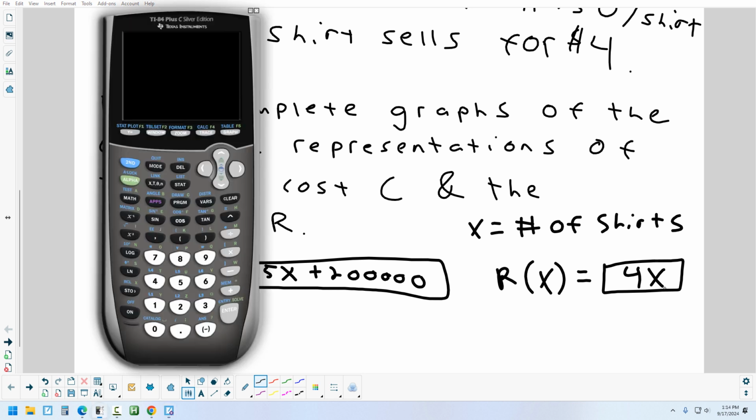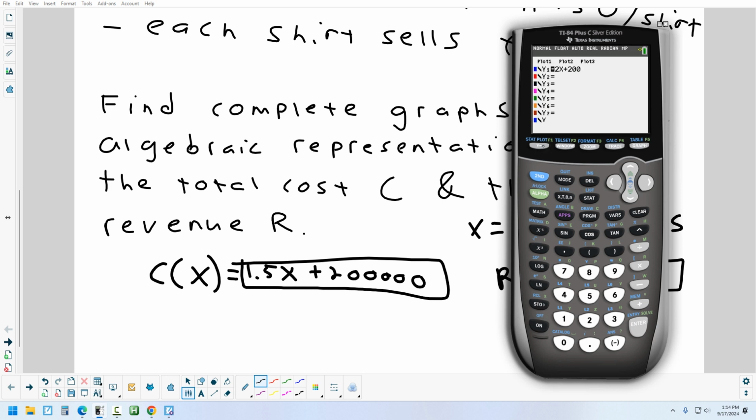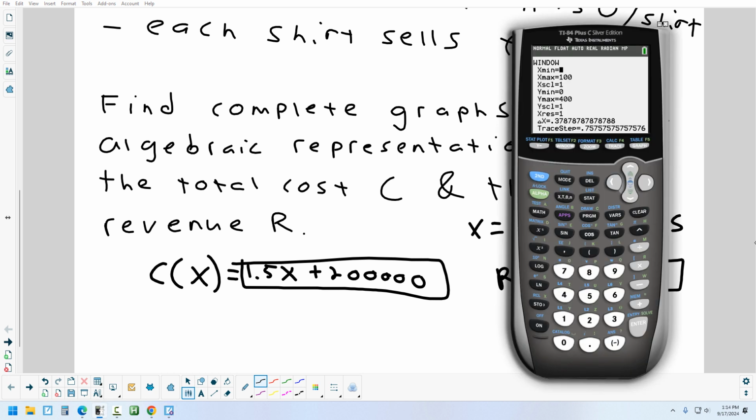Let's graph it. So first we gotta turn the calculator on and type them in. 1.5x plus 200,000, and 4x. X is the number of shirts that we sell. Can we sell a negative number of shirts? No, so we shouldn't be looking at negatives. How many shirts can we sell? There's really no limit. I heard somebody earlier say something about 50,000. Let's start with that. Let's say we sell 50,000 shirts.